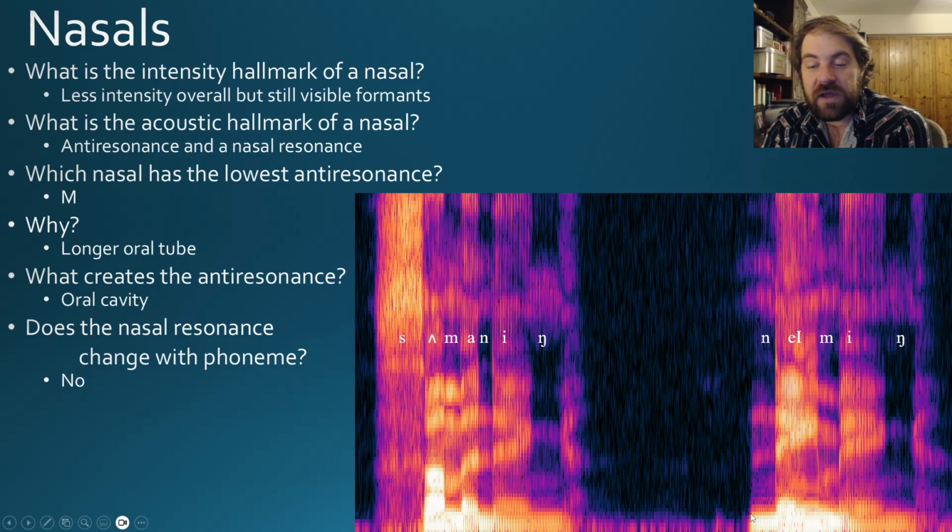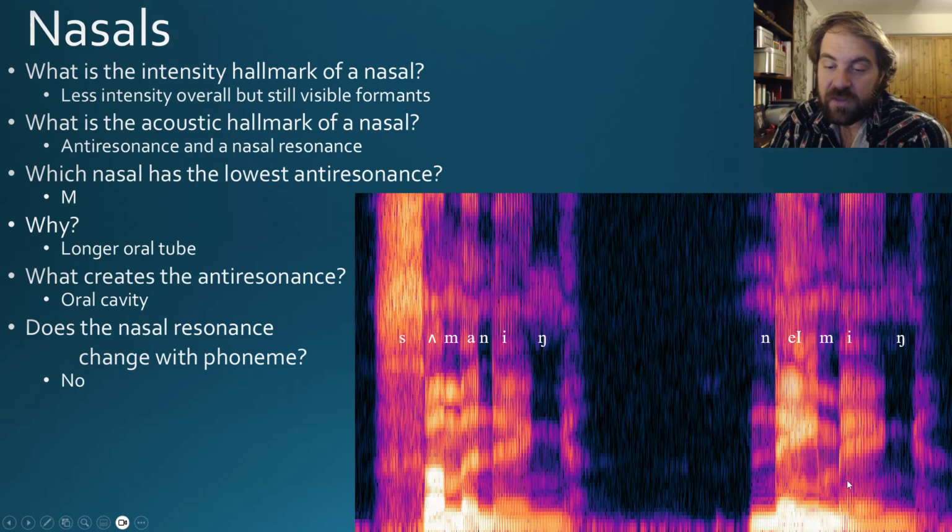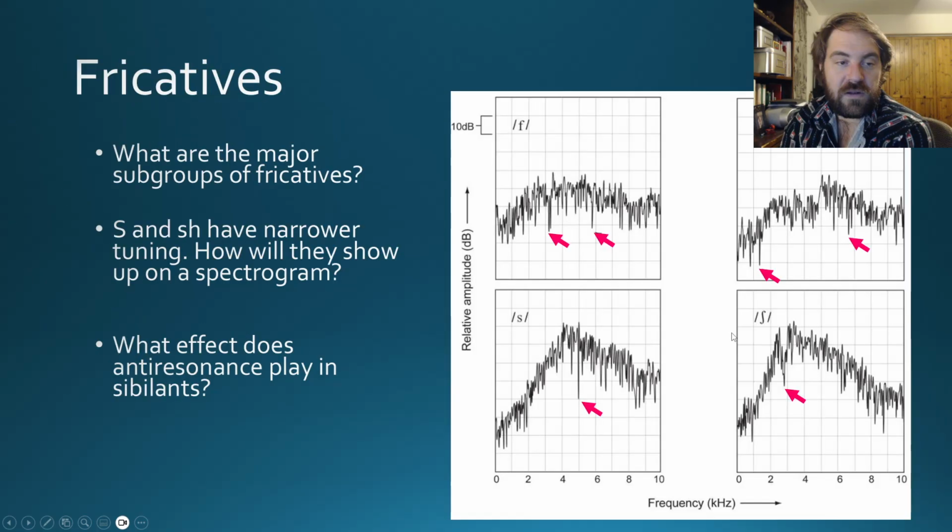And then over here with naming, we're starting with the N. So we've got energy down low, N. And then we've got anti-resonance here, a little bit higher. Back to the M. This M, I don't see as good of anti-resonance right here. It should be there, just, I guess, not the way I say it. And then naming. Here's your ing, and you've got big anti-resonance here and low anti-resonance.